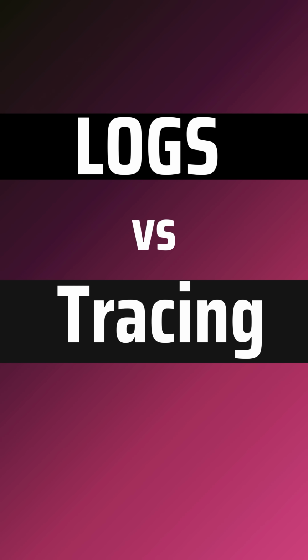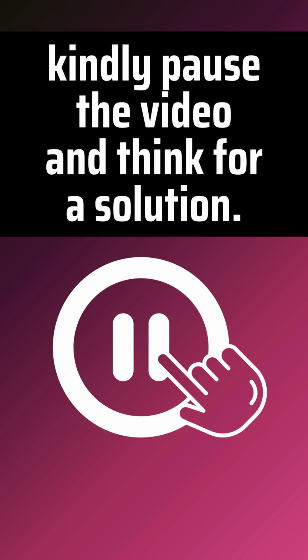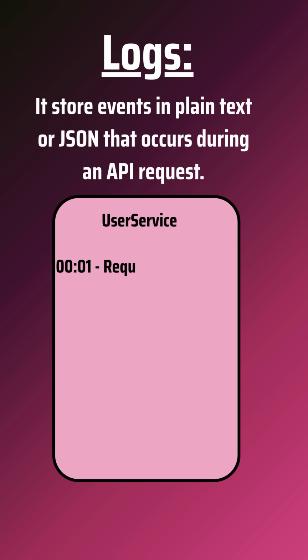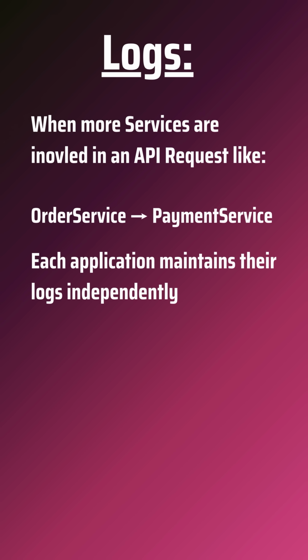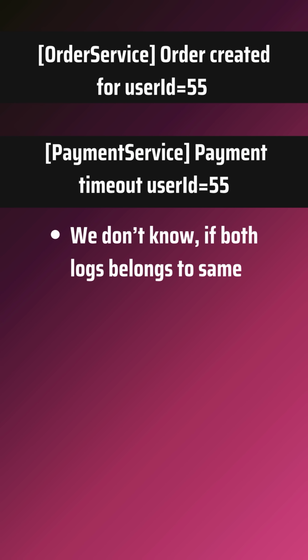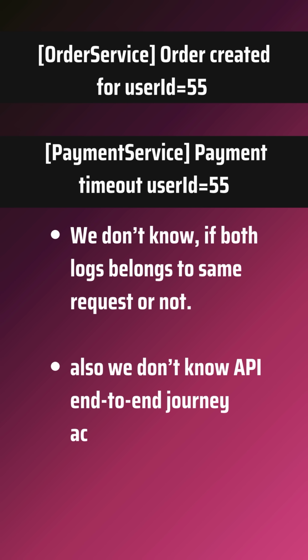Very important question. Logs versus tracing. Kindly pause the video and think for a solution. In logs, we store plain text or JSON that occurs during an API request. And each application maintains their logs independently. So it's very difficult to tie the logs together. I mean, we don't know if both the logs belong to the same request or not.